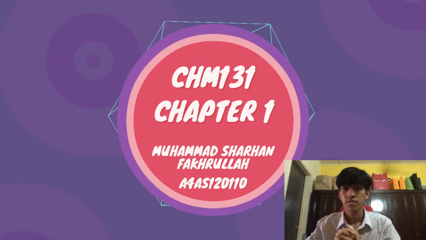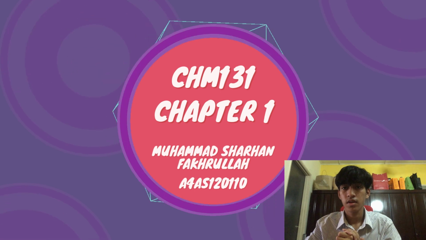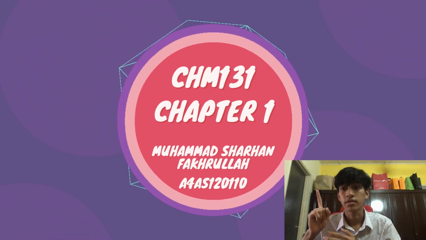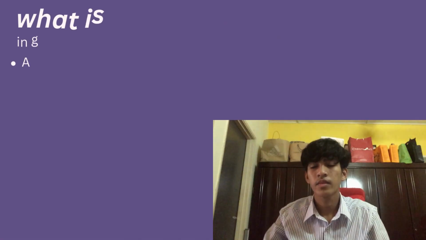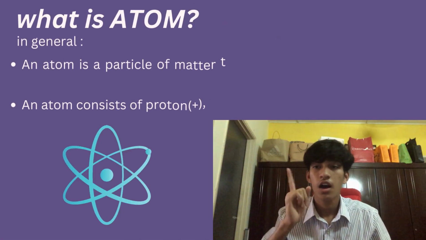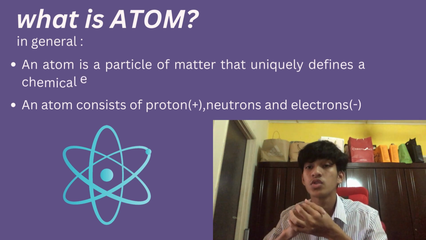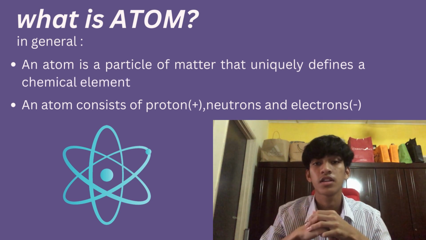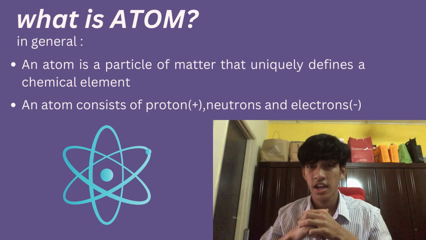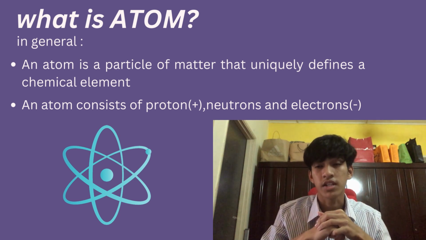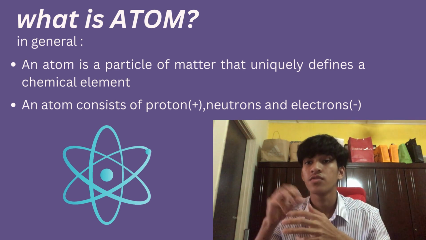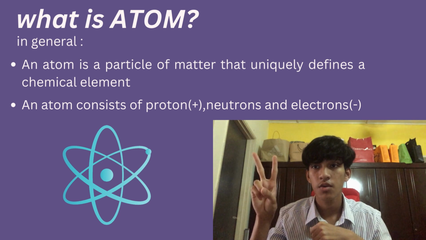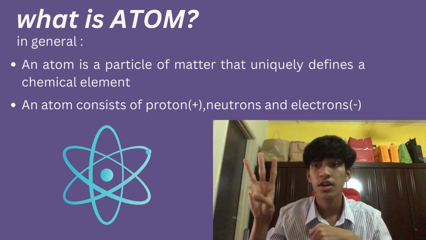So now I will present a topic in Chemistry 131, which is Chapter 1. Firstly, I will talk about atom. So what is atom? In general, an atom is a particle of matter that is defined as a chemical element. An atom consists of three parts. First one, proton. Second one, neutron. And the last one is electron.